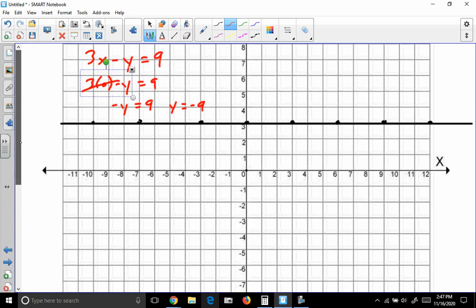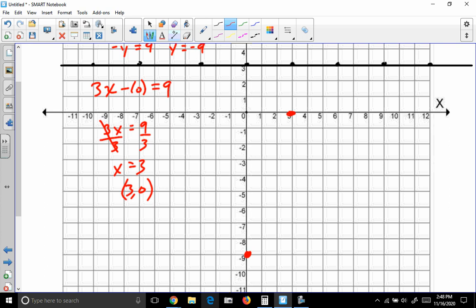Now let's replace y with 0. So 3x minus 0 equals 9. 3x minus 0 is just 3x. And if we divide by 3, we get x is 3. So that's the point 3, 0. That's the x-intercept. Remember, if we put a 0 in for x, we get the y-intercept. If we put a 0 in for y, we get the x-intercept. We draw a line through these points.